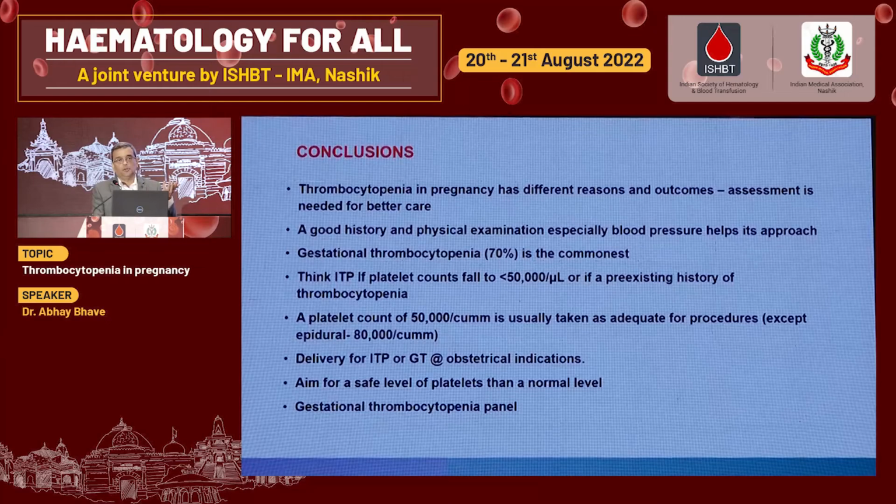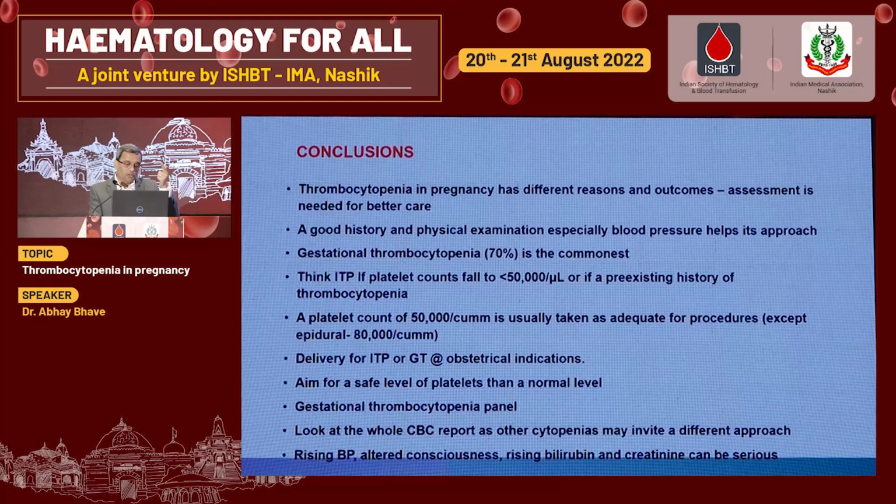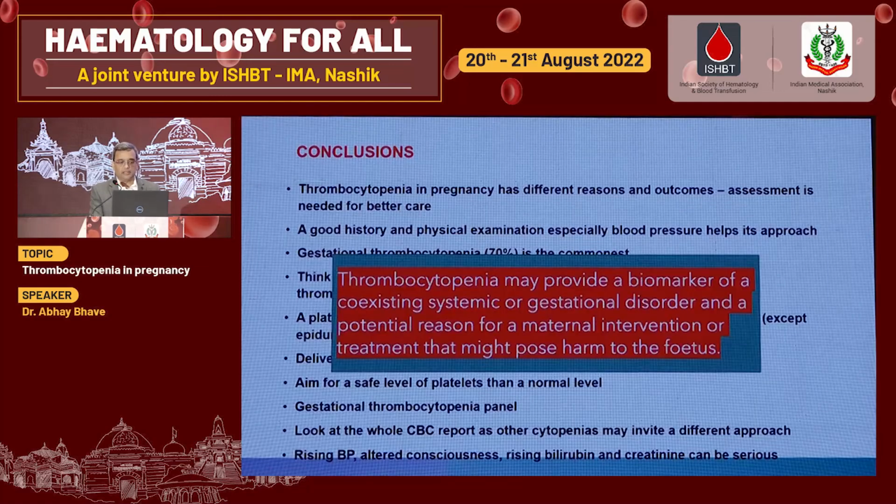And like I told you, you can do a gestational thrombocytopenia panel, as I call it, which encompasses a few tests. Look at the whole CBC, please, and look for other cytopenias. Make your pathologist look at the smear, because sometimes you'll miss something else. You'll think of thrombocytopenia, but you need to look at the other things. A rising blood pressure, altered consciousness, rising bilirubin, rising creatinine, patient not looking well, edema feet, proteinuria. These are serious disorders. You need to admit the patient, observe, and take drastic steps.